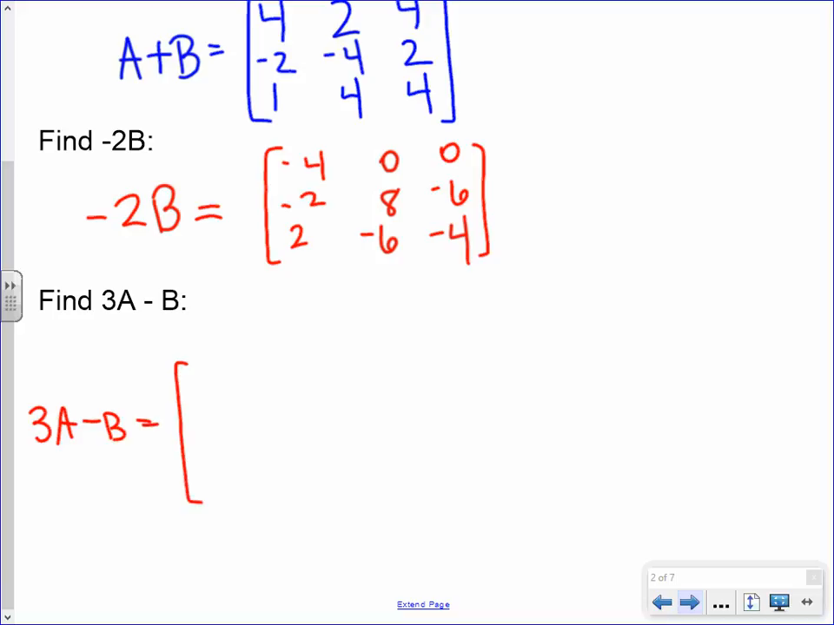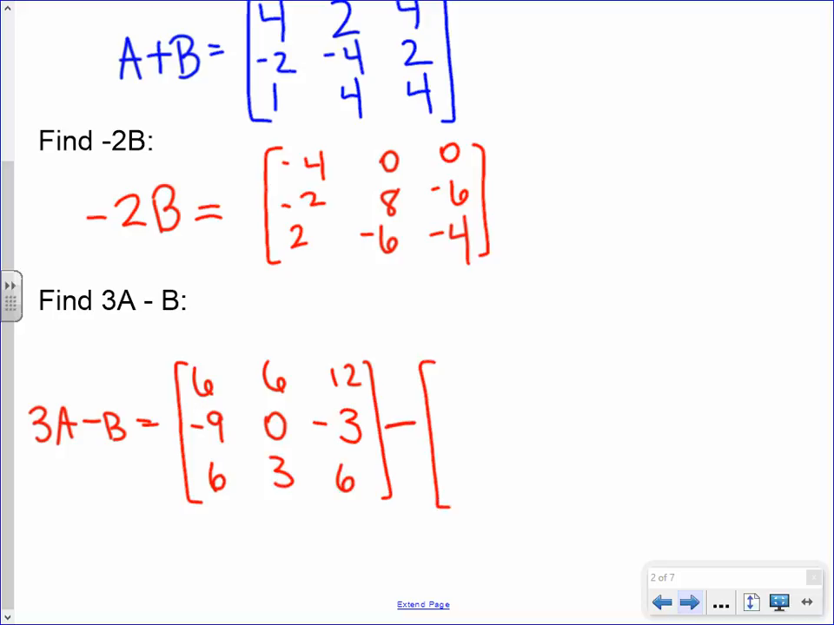Help me out. What is our first row for 3A? 6, 6, 12. What's our second row? Negative 9, 0, negative 3. Okay. 6, 6, 3, 6. And we are subtracting 2, 0, 0, 1, negative 4, 3, negative 1, 3, 2.